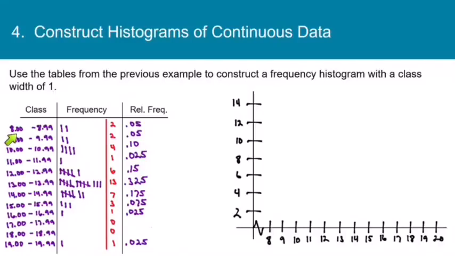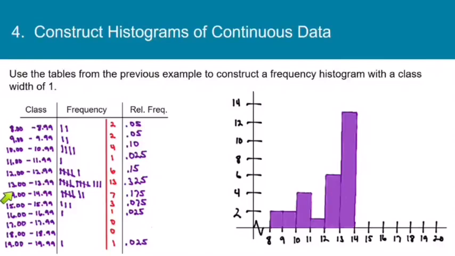So my first bar is going to be between the 8 and the 9, and it's going to be 2 units tall. I'll put that here. And the second bar is also 2 units tall. And the third bar is 4 units tall. And then the next one is 1 unit tall, then 6, then 13, 7, 3, 1. Leave these next two blank. And this last bar will be between the 19 and the 20, and it is 1 unit tall. And so there is our first histogram representing the frequency distribution that had a class width of 1.